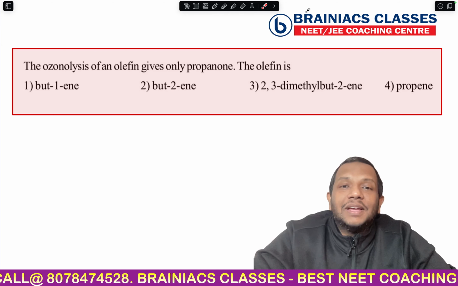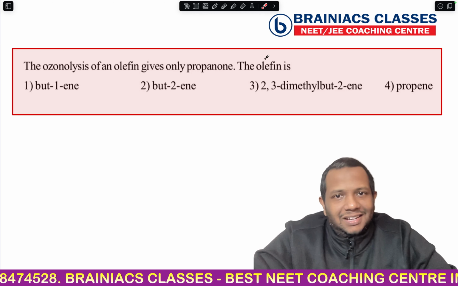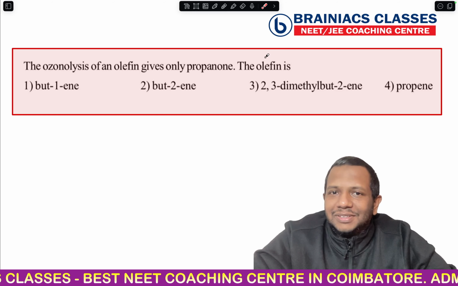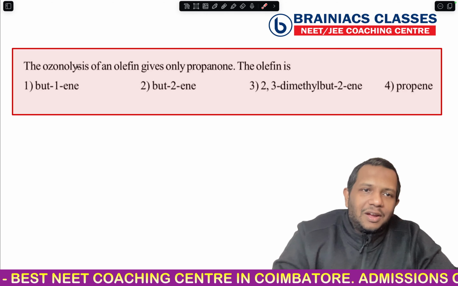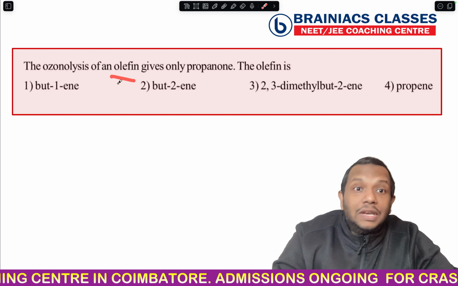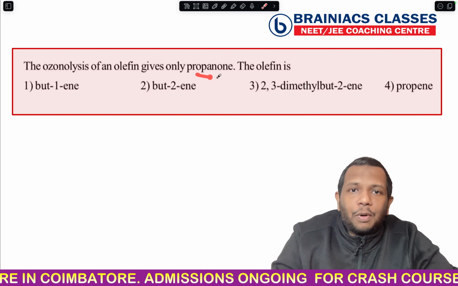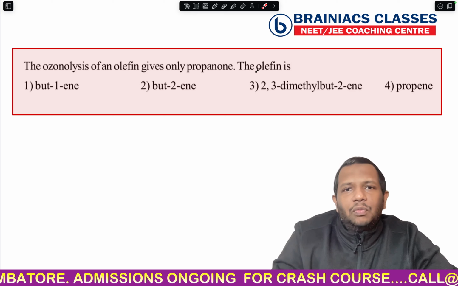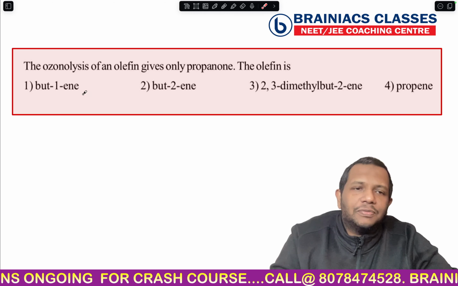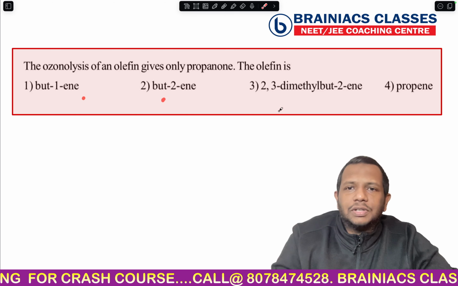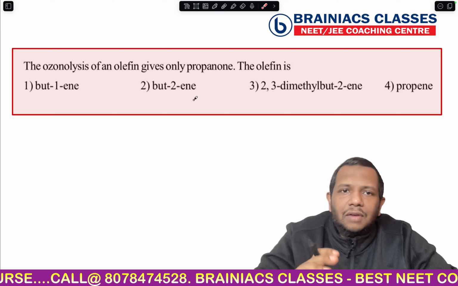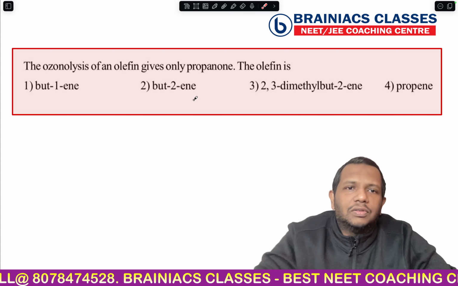So we will be continuing our second session on ozonolysis. It's a very important topic from the chapter hydrocarbons. Okay, so here I hope you could see the question. The question here is: the ozonolysis of an olefin gives propanone as the product. Which is that olefin? Olefin is another name for alkene actually. So you are given four different options of alkene. You need to identify which of these alkenes will give you propanone on ozonolysis.